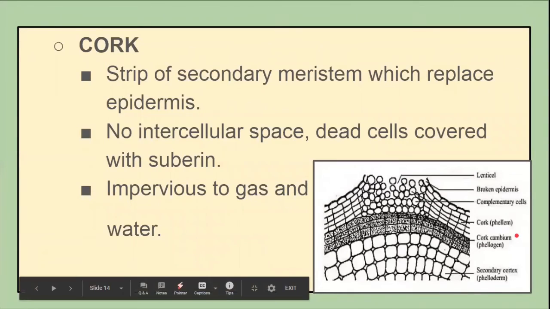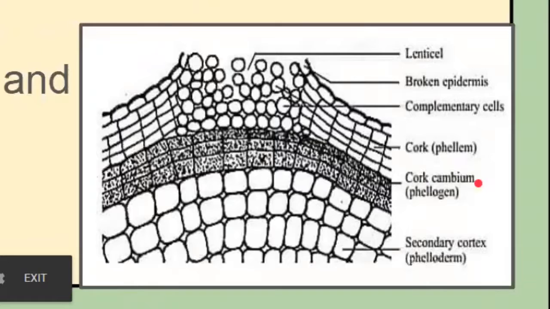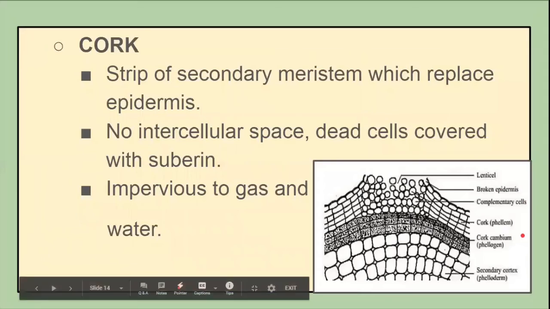Cork. Cork is a strip of secondary meristem which replaces the epidermis. There are no intercellular spaces. These are dead cells and they are covered with suberin. The cork cells are impervious to gas and water.